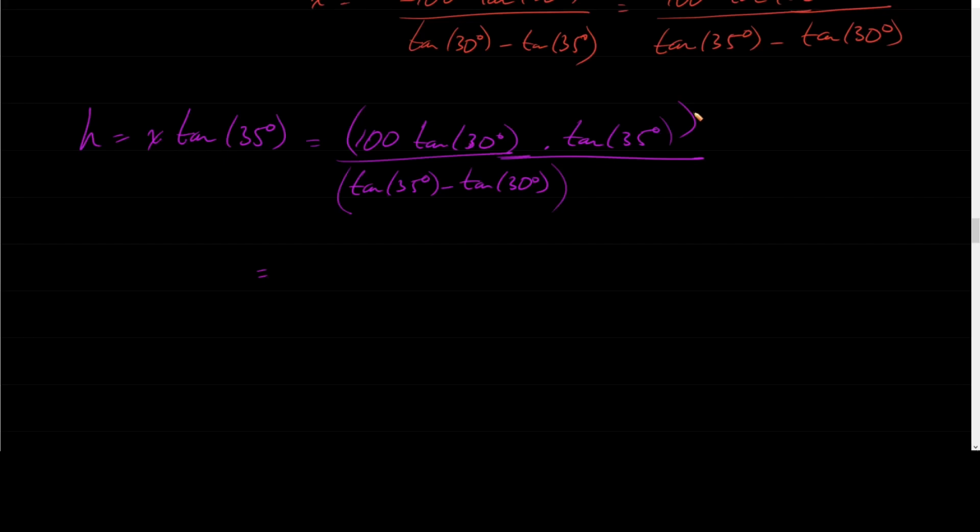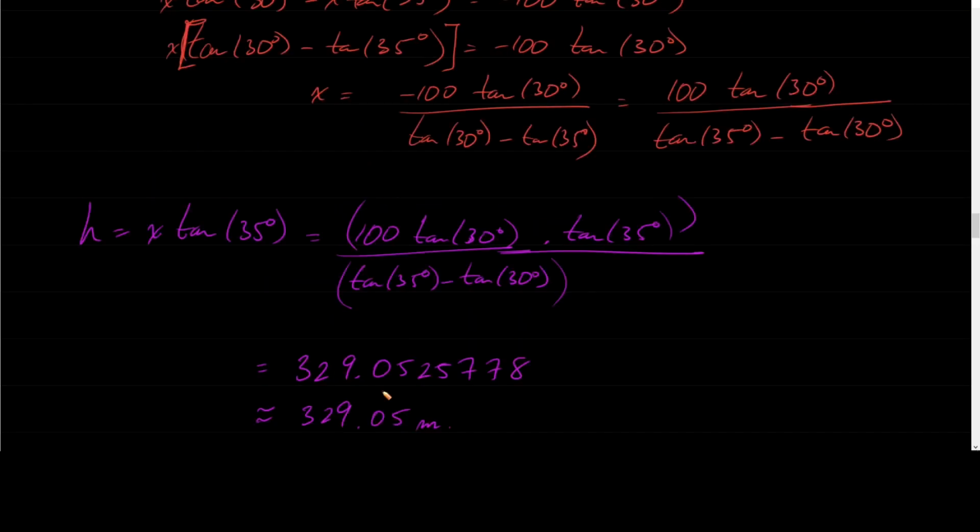And that is going to give me a value of 329.05257778. And I can say that's approximately just 329.05, and we were in meters. All right. So the highest point of the mountain there, or the height of the mountain, would be 329.05. And again, notice that I didn't actually plug this into the calculator to figure out x. I plugged in this final result into the h itself.